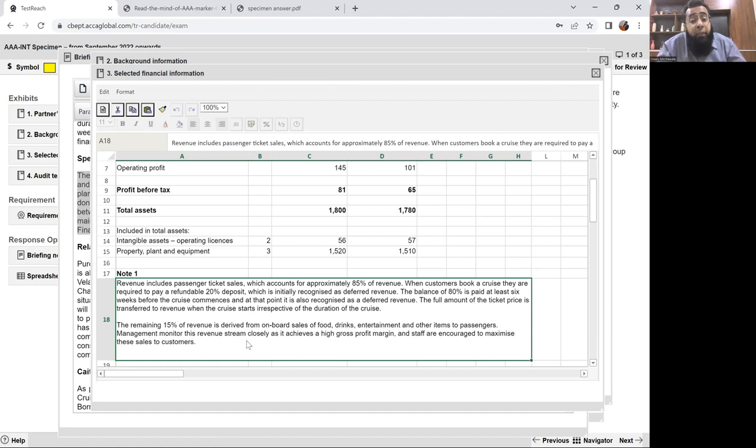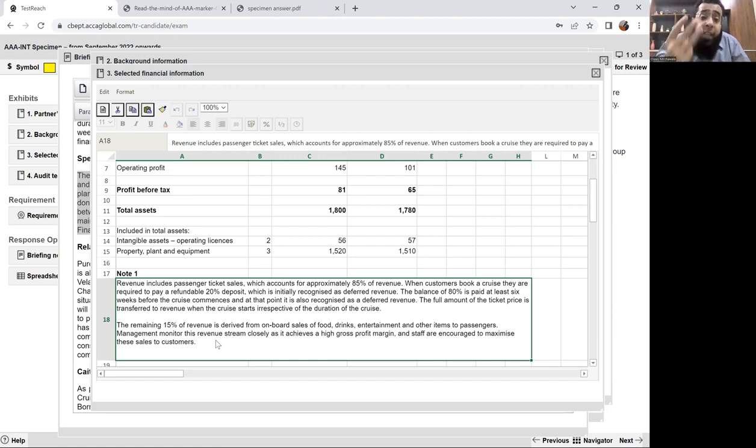Management monitors this revenue stream closely as it achieves a high gross margin, and staff are encouraged to maximize these sales to customers. Now, management is monitoring this revenue stream, which means that there must be a chief operating officer on it. Now, see, it is very important that you are good on accounting standards.